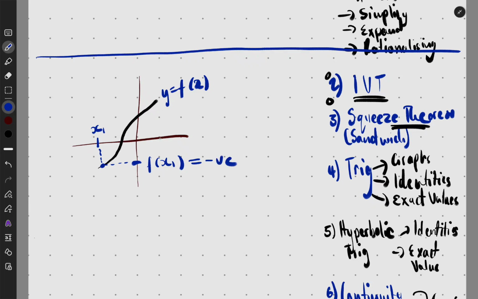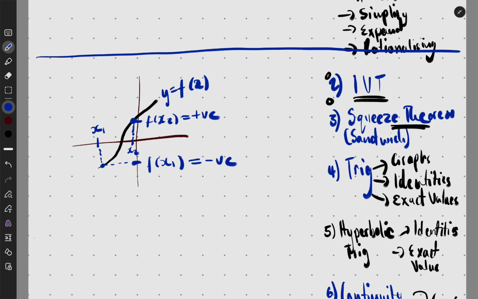Now, what happens if I pick another x value, say here? I pick this as my x2. What is the y value? I go until I touch the graph again here, then I see where it cuts the y-axis. This will be my f of x2, which happens to be positive.